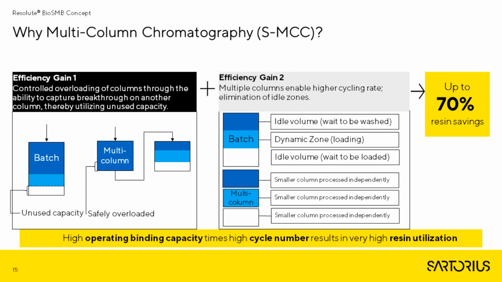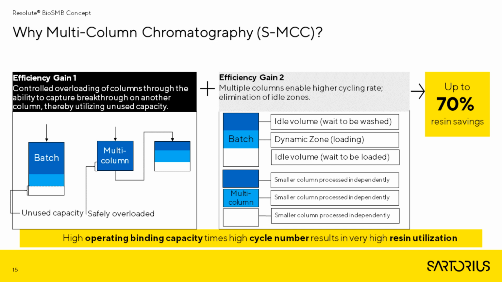Okay, so how does this efficiency gain function actually? So we have 2 gains. The first one, efficiency gain 1, is that you can safely overload your columns. So in the batch process shown here on the most left column, you have at the top of the column an overloaded resin, but at the bottom you have unused capacity to ensure that no product is flowing through the column and to avoid product loss.